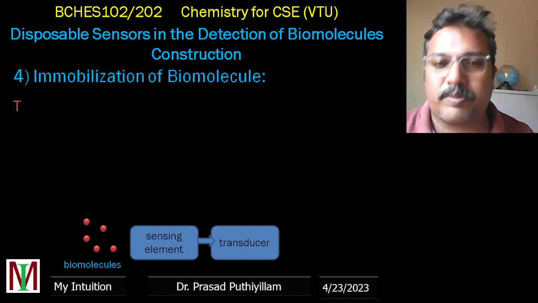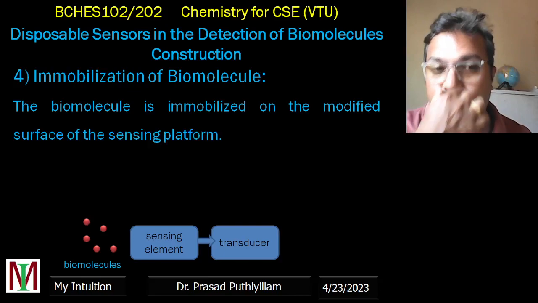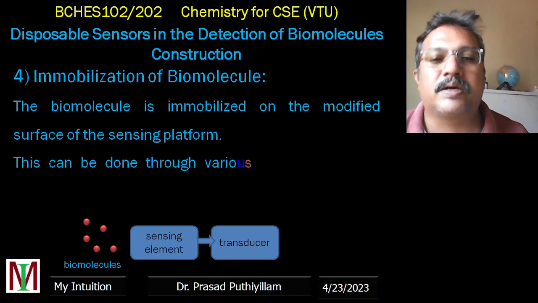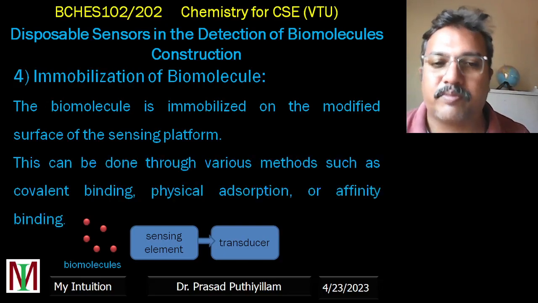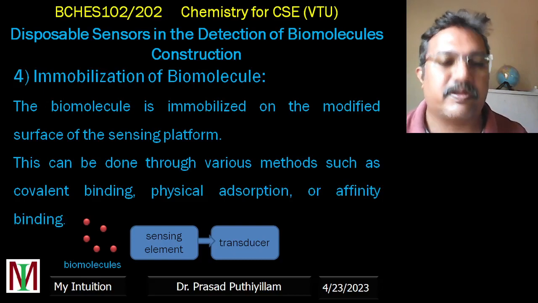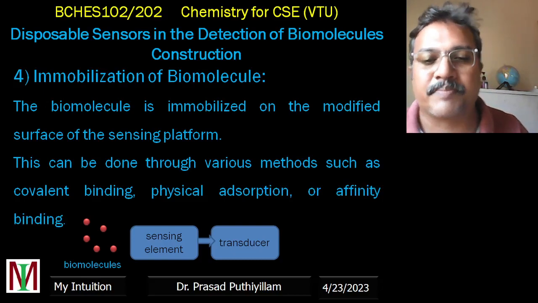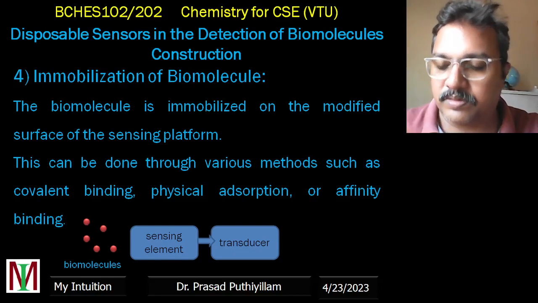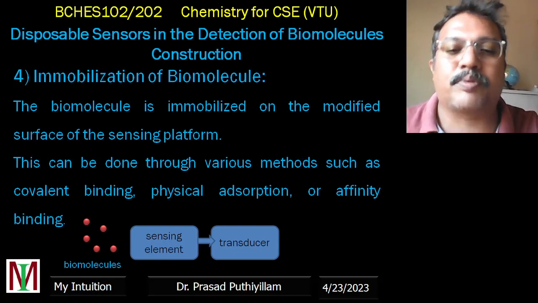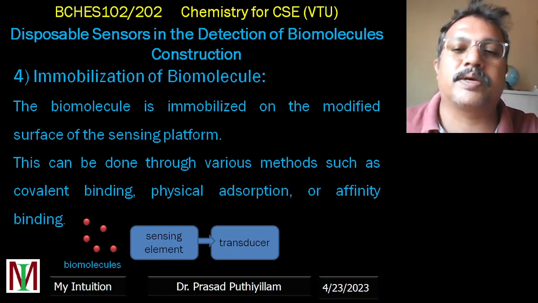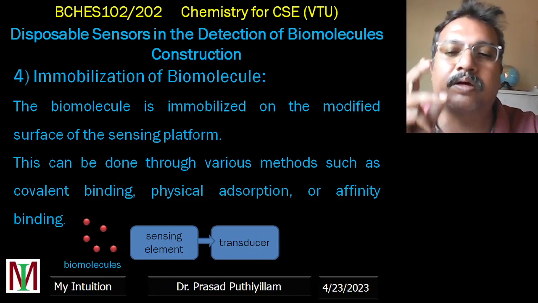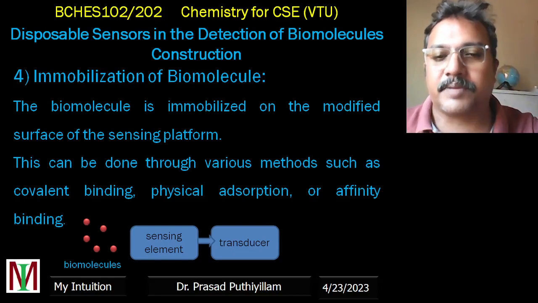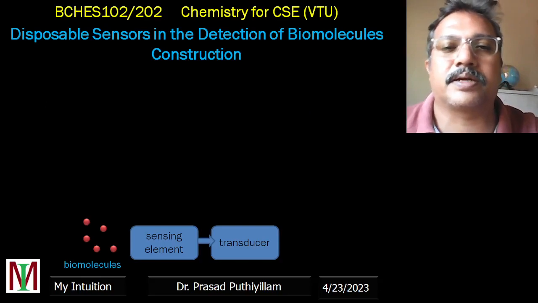Immobilization of the biomolecule on the surface of the sensing platform. The biomolecule is immobilized on the modified surface of the sensing platform through various methods, such as covalent bond formation, physical adsorption, or affinity bonding. That means we should know the chemistry of the biomolecule used as the sensing element, as well as the material used as the supporting platform. Either covalent bond formation, physical adsorption, or some other bonding should be there, otherwise it will get separated. So you have to see the chemistry behind that.